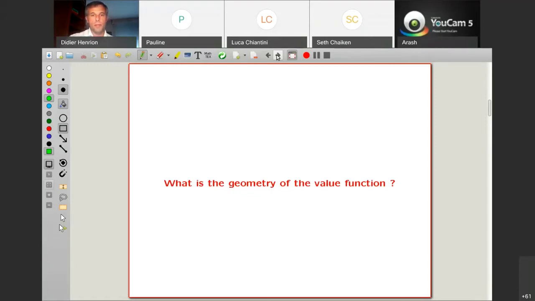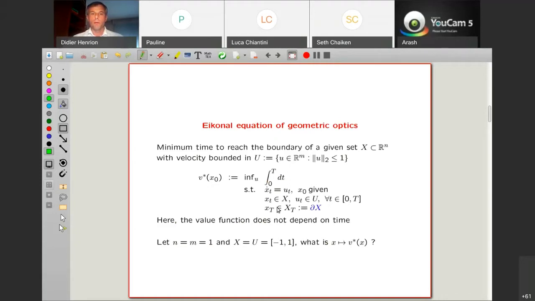So what is the typical geometry of this value function? A classical example is the so-called eikonal equation of geometric optics. So the differential equation is very simple. It's x dot is equal to u. It means that we have full control on the velocity of the state via u. So u has the same size as x here, and we control the whole velocity. This is a particular case of optimal control called calculus of variations.